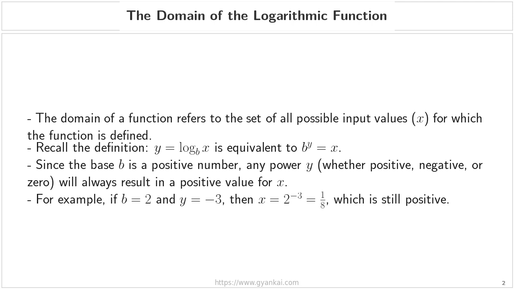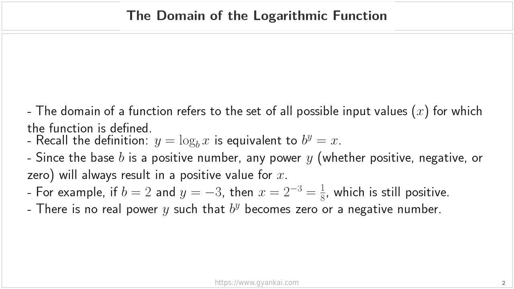To illustrate this, let us look at an example. If the base b is 2 and the power y is negative 3, then x equals 2 to the power of negative 3, which is equal to 1 over 8. Even with a negative exponent, the resulting value of x remains positive. This demonstrates that there is no real power y that can make b raised to the power of y equal to 0 or a negative number.